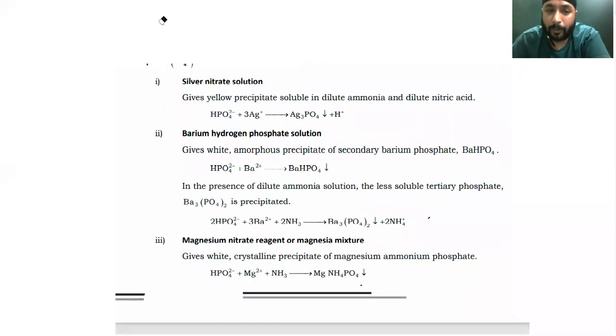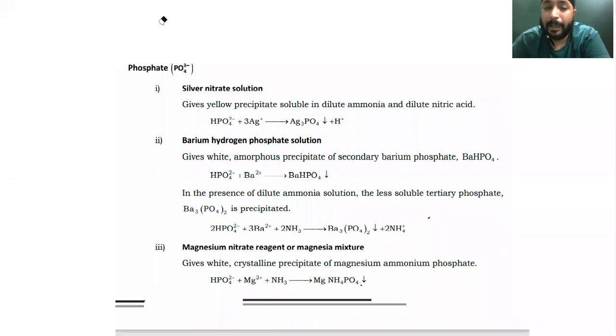Okay. Now for phosphate, you have silver nitrate. I'll get a yellow precipitate of silver phosphate, Ag3PO4. Now, add barium chloride: the phosphate will react with it to form a white precipitate of barium hydrogen phosphate. In the presence of dilute ammonia solution, the ammonia will extract H plus, and I'll get a white precipitate of barium phosphate after that.